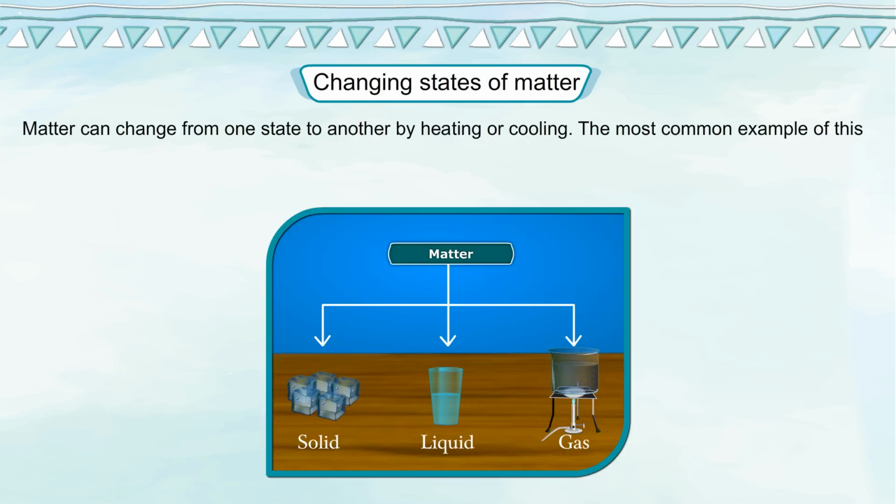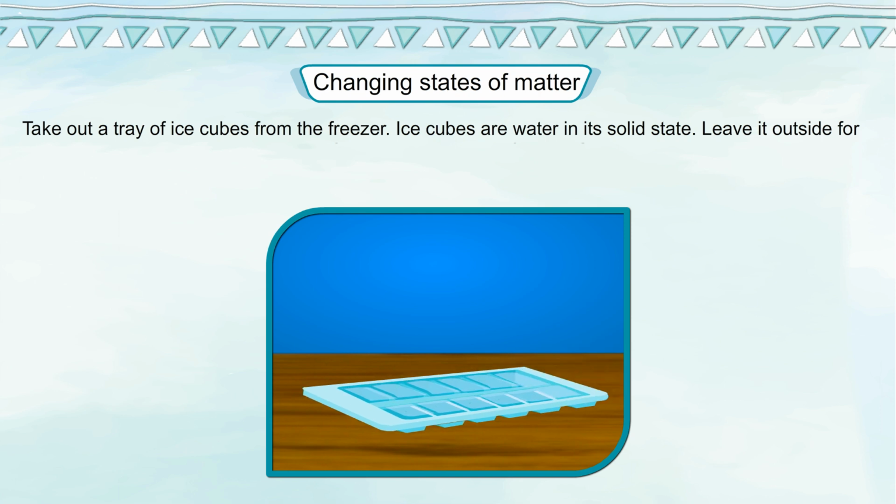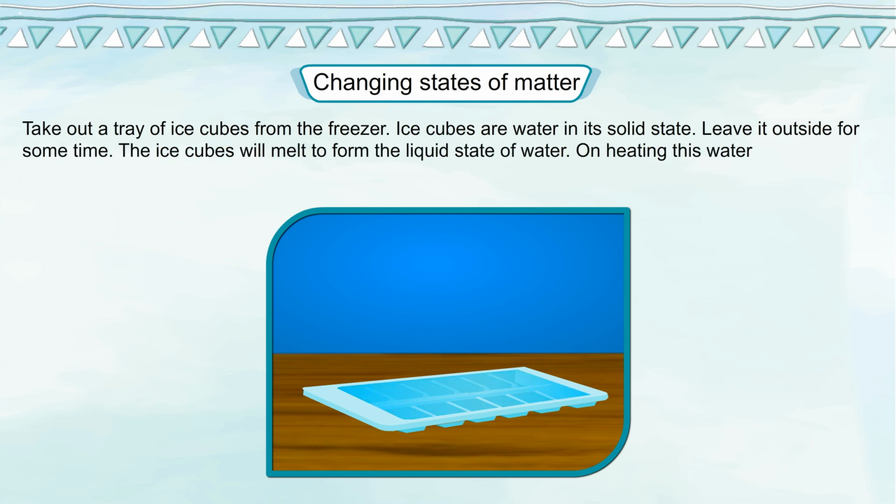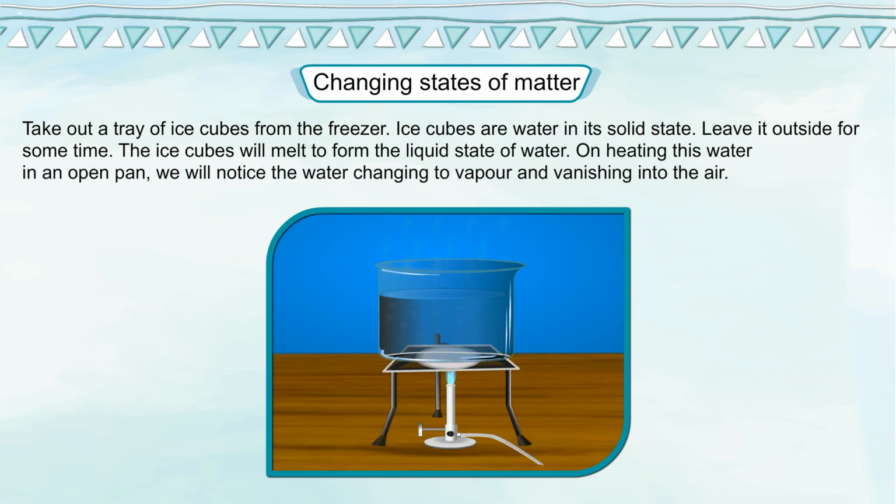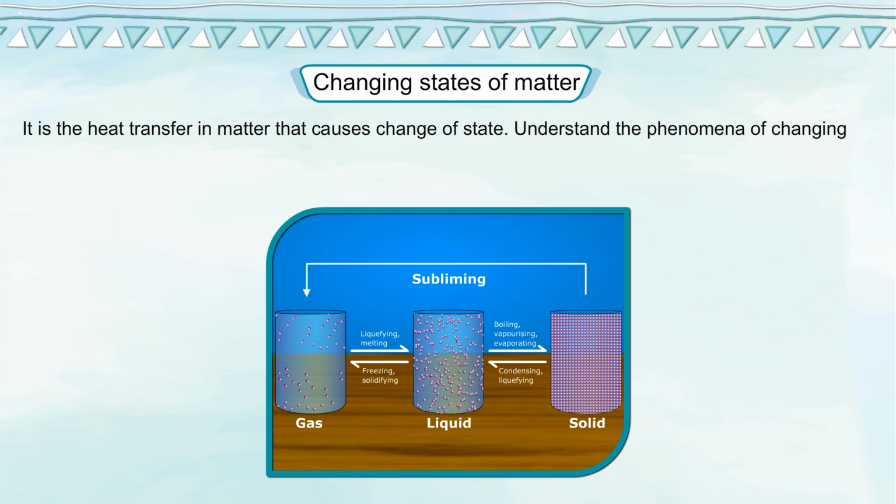Changing states of matter. Matter can change from one state to another by heating or cooling. The most common example of this is water. Take out a tray of ice cubes from the freezer. Ice cubes are water in its solid state. Leave it outside for some time. The ice cubes will melt to form the liquid state of water. On heating this water in an open pan, we will notice the water changing to vapor and vanishing into the air. It is the heat transfer in matter that causes change of state.